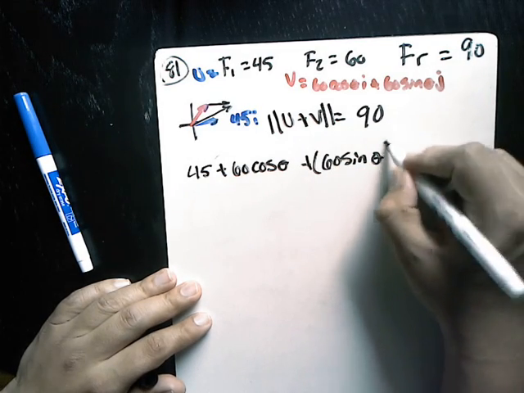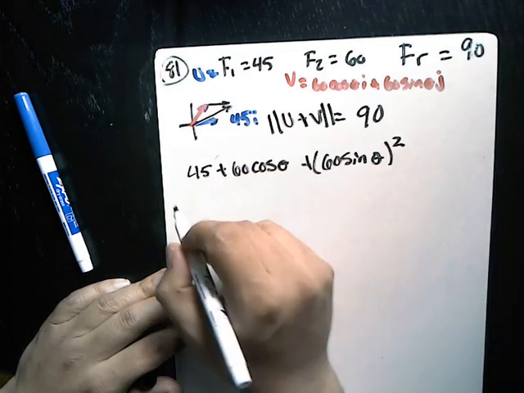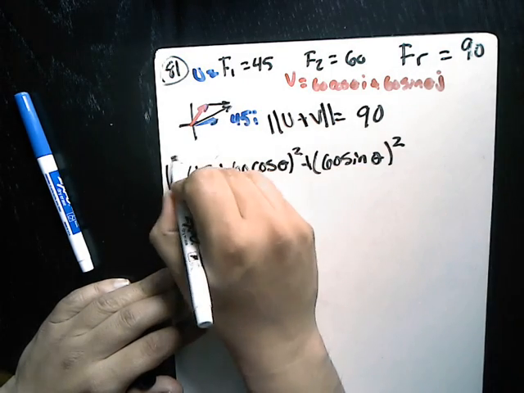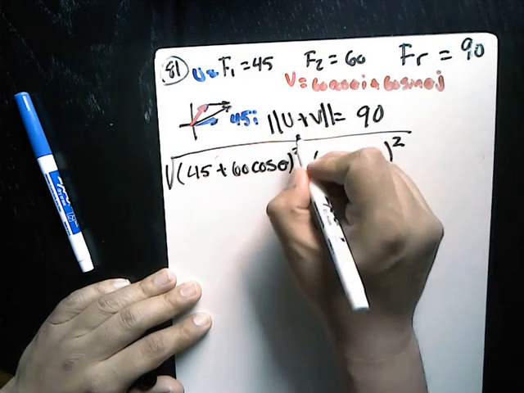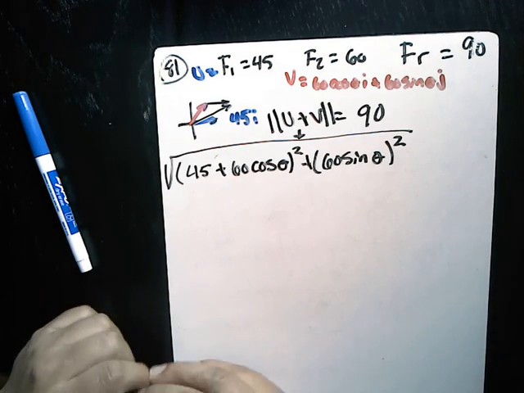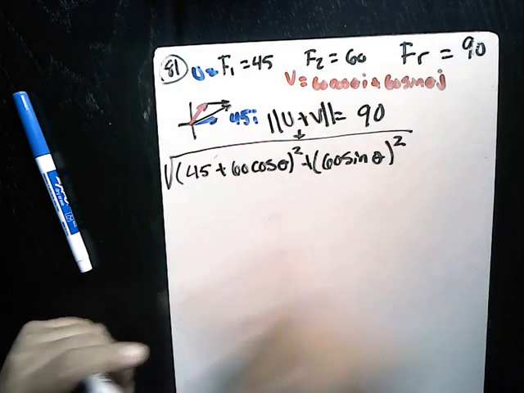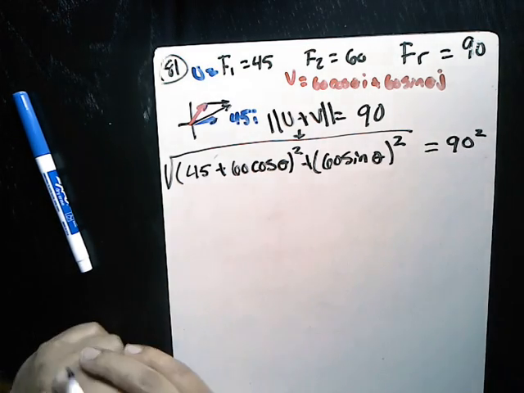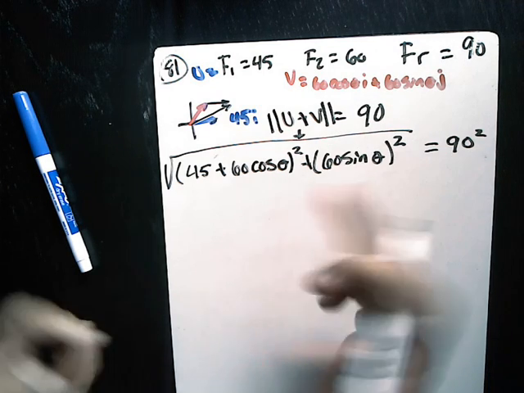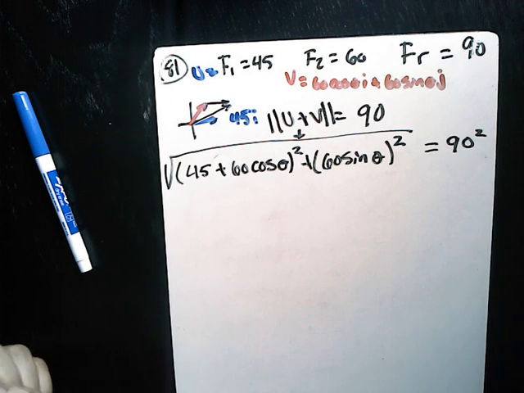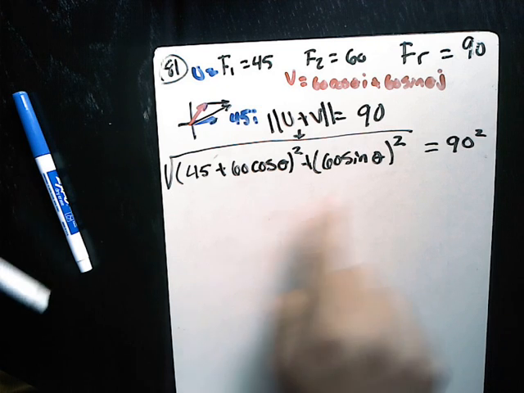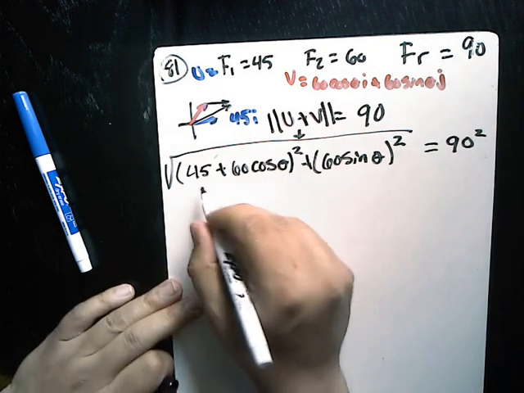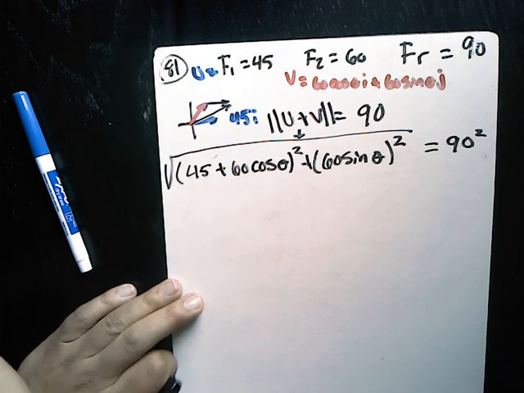So then what would end up happening is I can square these two, and then I have to combine these two and square them, and then take the square root. So this is all what the magnitude of U plus V is. And then all of this is going to be equal to 90 squared, because now what I'm doing is actually finding out what the actual magnitude is. So I'm going to simplify all of this by expanding it out.